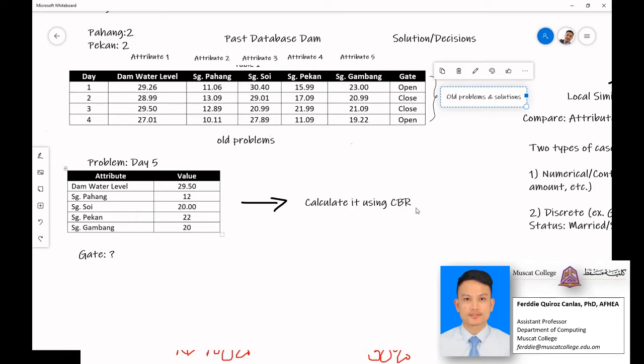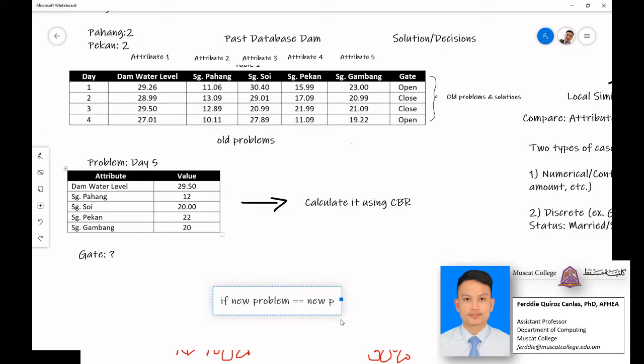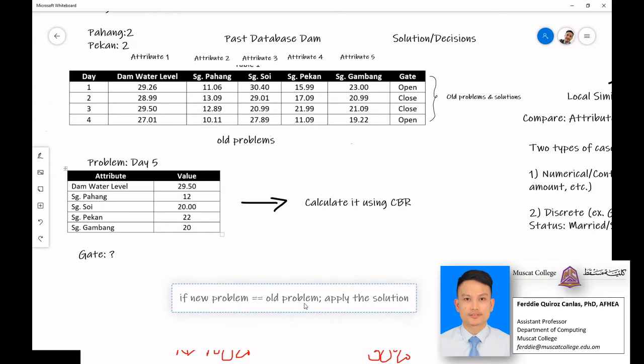So we're going to calculate it using CBR to determine which among these 4 old problems will be similar to day 5. You have to remember the rule in CBR: if the new problem is almost the same as the old problem, then we're going to apply the solution. Okay, this is our rule in CBR. If new problem is similar to the old problem, apply the solution.